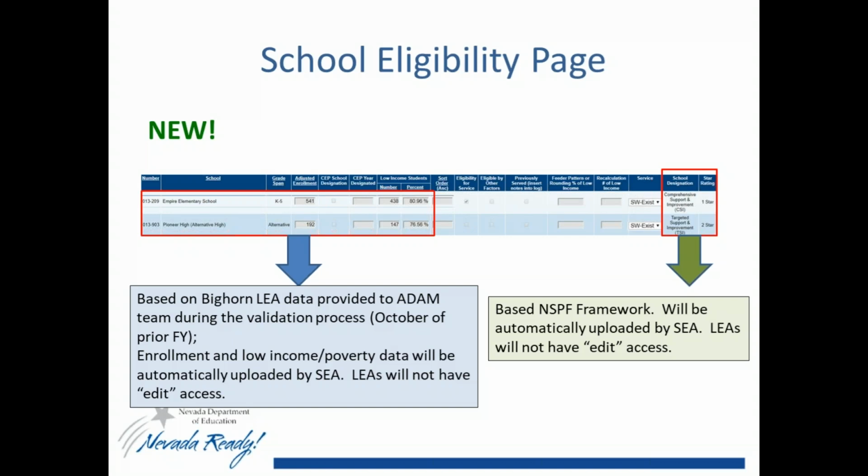School FRL and enrollment data will be uploaded through this process prior to the allocation upload process for the new fiscal year. Data for CEP, or Community Eligibility Provision identified schools, which is identified by the Department of Agriculture in the prior year, will also be uploaded in a similar process, as well as state school designations and star ratings. School designations and star ratings will be pushed in a similar fashion, but probably a little bit later in the school year. Generally, that happens sometime in the fall, around September, once the NSPF results are released.